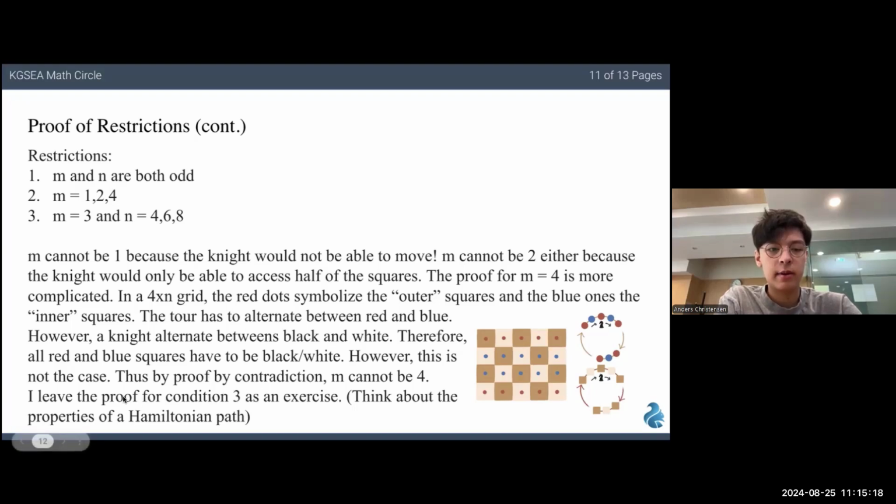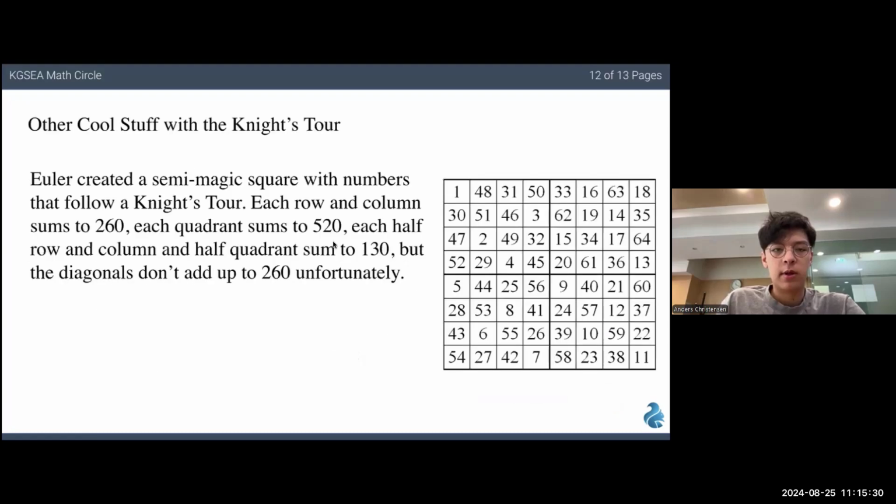And I leave the proof for condition 3 as an exercise. If you're familiar with graph theory, a hint would be to think about the properties of a Hamiltonian path. So another cool thing about the knight's tour is that Euler actually created a semi-magic square that follows the path of a knight's tour.